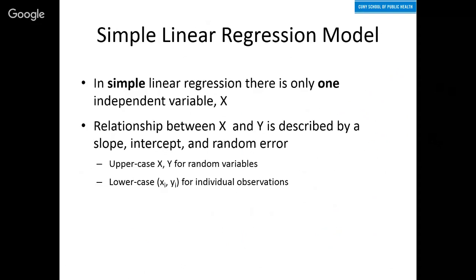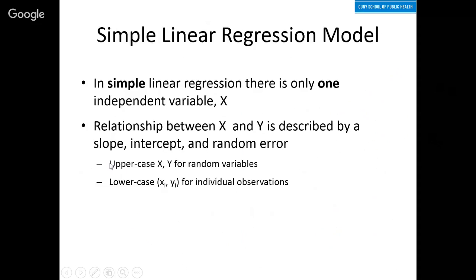Simple linear regression is when there's only one independent variable. Multiple linear regression is where you have more than one independent variable. And in simple linear regression, the relationship between our predictor and our response is described by the slope, the intercept, and a random error term. And I'll write out this formula in a little bit.